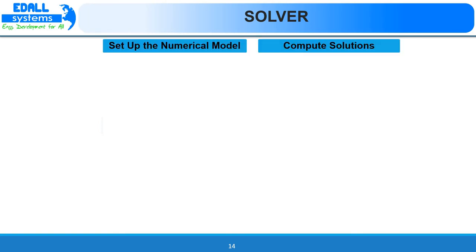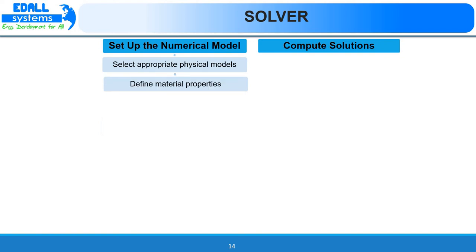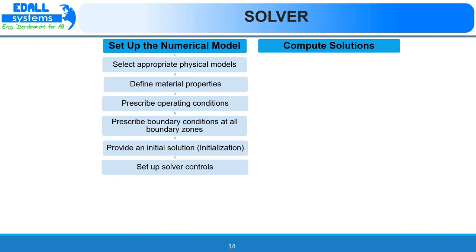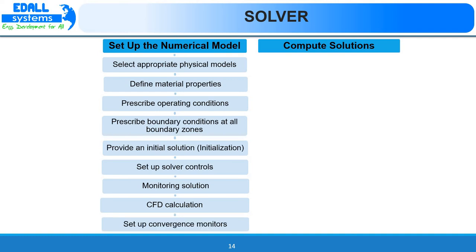The solver step includes setting up numerical model and computing solutions. For a given problem, you need to select appropriate physical models like turbulence, combustion, multiphase, etc. Define material properties like fluid, solid or mixture. Describe operating conditions. Describe boundary conditions at all boundary walls. Provide initial solution. Set up solver controls. Monitor solution. CFD calculation. And set up convergence.